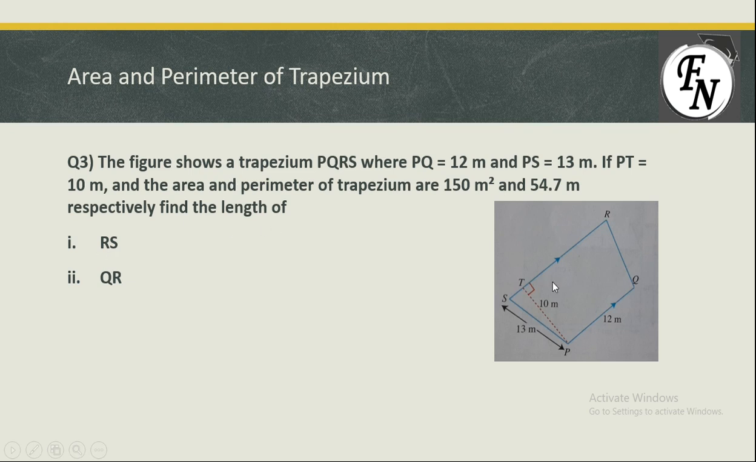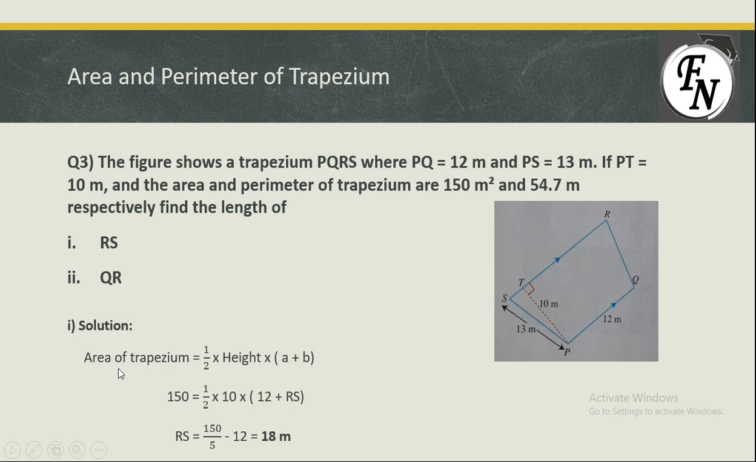I need to calculate the value of RS. That means I need to know the parallel side length. It is just like the case I did in the table where the length of B was missing. Here the height is given, the area is given to us, that is 150, and I have one parallel side, the other side is missing. So I can plug the values into the formula of area of trapezium, that is half into height into A plus B, the parallel sides, and B is this RS, which I need to calculate.